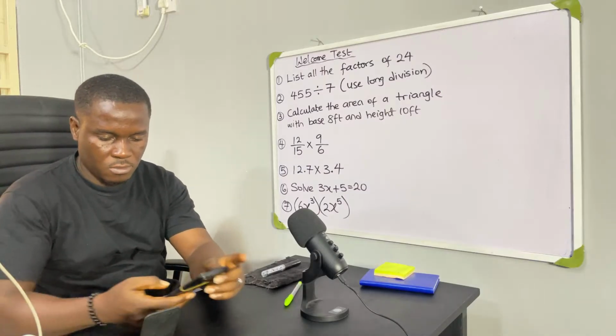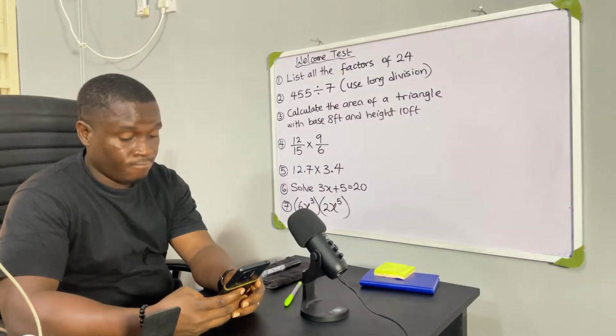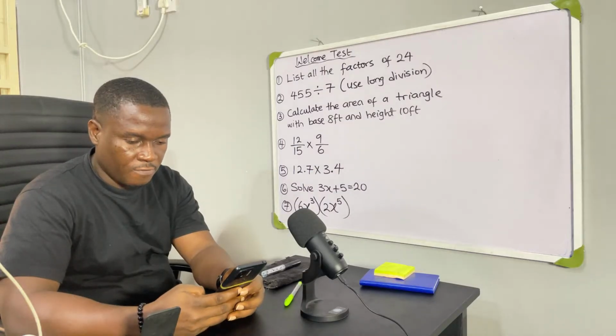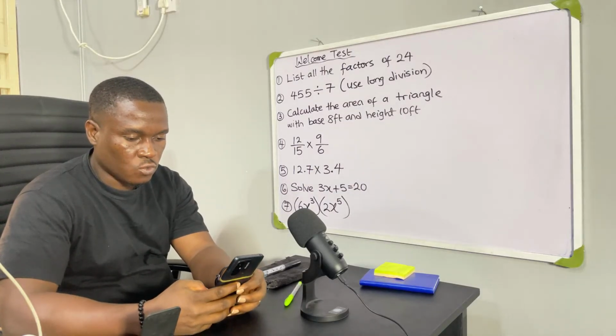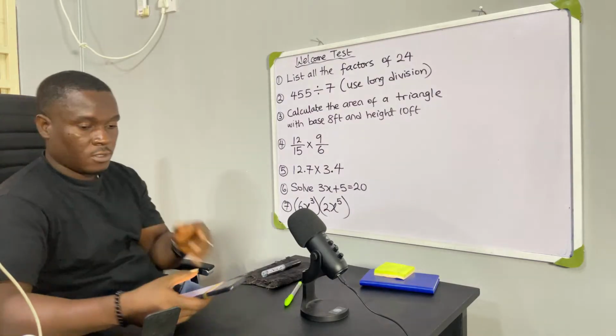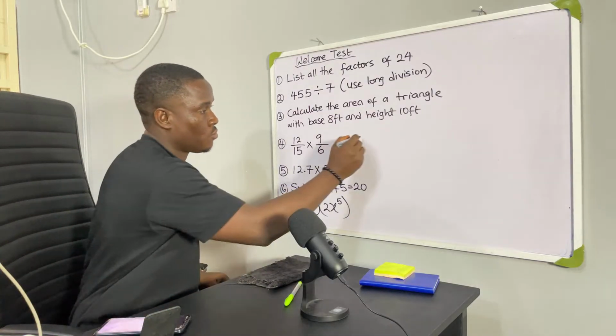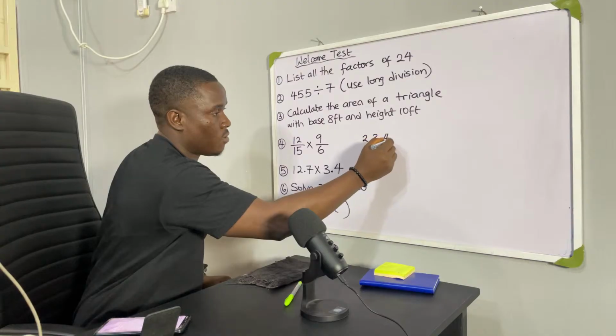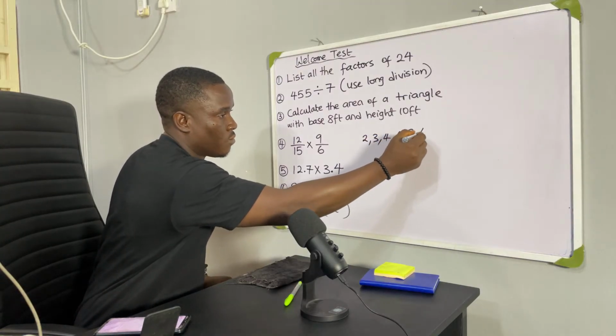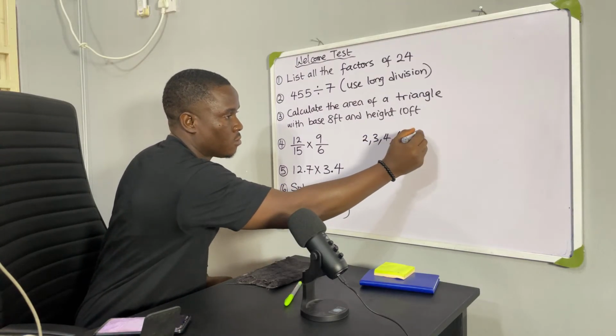So number 1, I have 2, 3, 4, 6, 8, 12. Okay. Let me write it down. 2, 3, 4, 6, 8, 12. Okay.